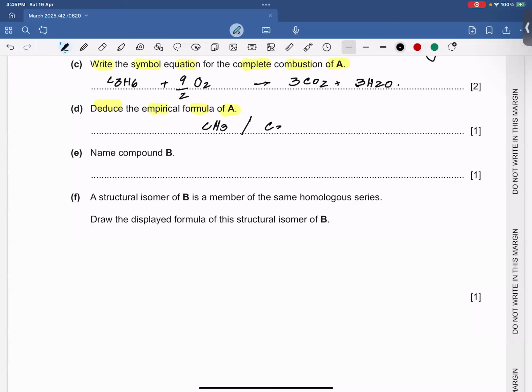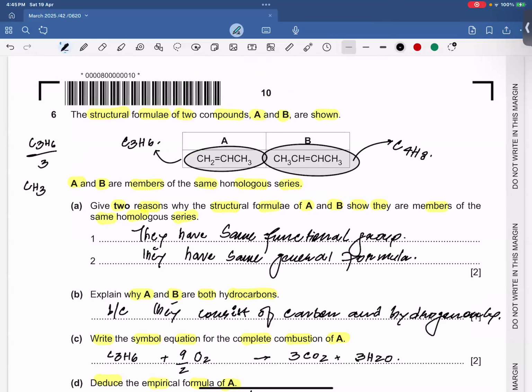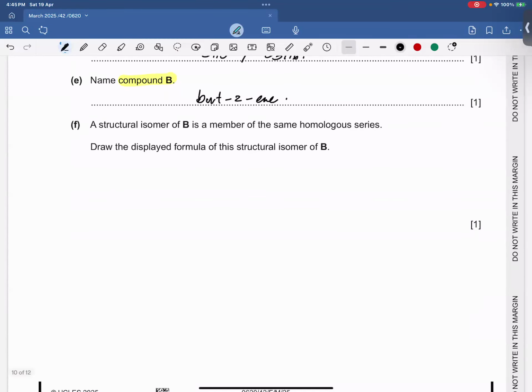Or C3H6 also. Okay. Both are acceptable in the paper. Name compound B. Butene, also called 2-butene. A structural isomer of B is a member of the same homologous series. Draw the displayed formula of this structural isomer of B.